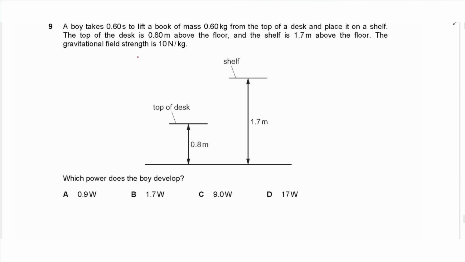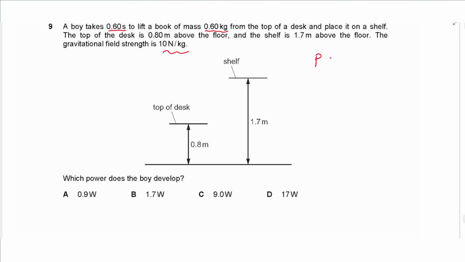Question 9 says a boy takes 0.60 seconds to lift a block of mass 0.60 kilograms from the top of a desk and place it on a shelf. The top of the desk is 0.80 meters above the floor, and the shelf is 1.7 meters above the floor. The gravitational field strength is 10 newtons per kilogram. So here we use g as 10. What is the power developed by the boy?